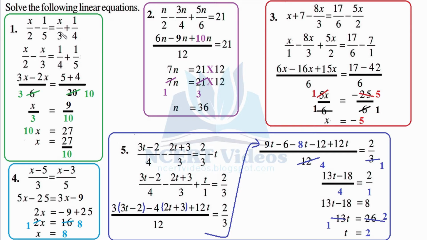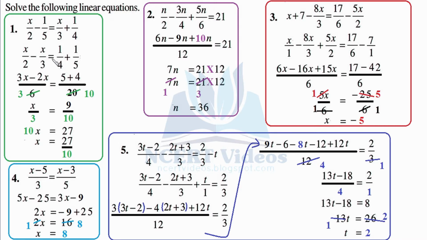We move forward. We see x over 3 is a variable term. We need to transpose it towards the left hand side. Here it is positive. We transpose it towards the left hand side, it becomes minus. That is this complete term, x over 3 is a fraction and it becomes minus. So we wrote minus x over 3.